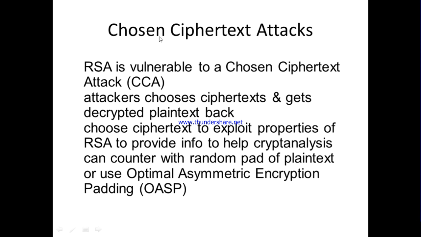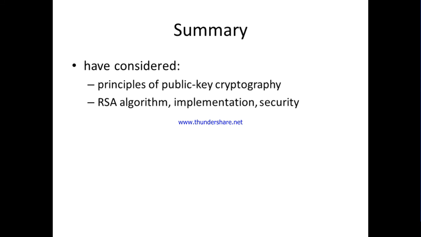The main attack on RSA is the chosen ciphertext attack, where the attacker chooses a ciphertext and gets the decrypted plaintext back. First it chooses that ciphertext and tries to get the decrypted plaintext back, and by applying this, it may identify the decryption key. To overcome this, OAEP is proposed, that is the optimal asymmetric encryption padding algorithm. That is not included in your syllabus. So this is what we have regarding the RSA algorithm.